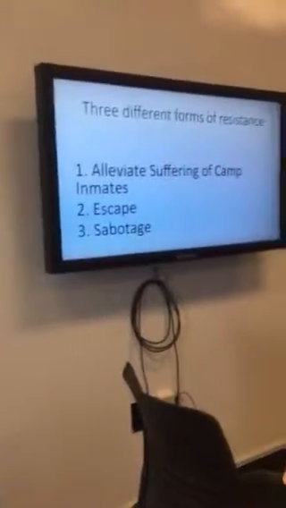So there were 3 main resistance movements I'm going to cover. There are many other resistance movements during World War II with the Jewish concentration camps, but for the purpose of 6th grade, you have to keep it PG. Open resistance is hard to do because it can get you killed, basically. But the 3 types that I'm going to cover are alleviating suffering of camp inmates, escape, and sabotage.